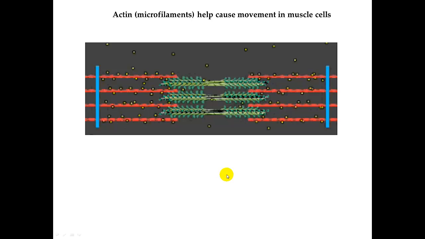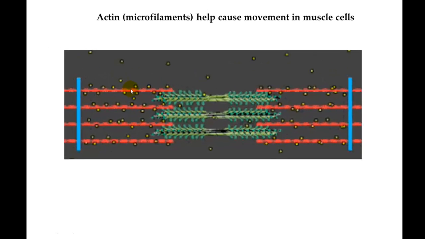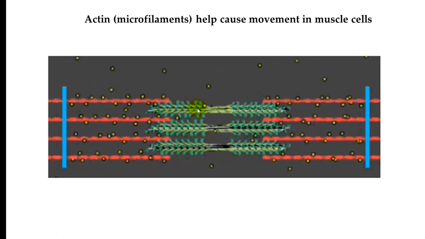Here's a movie of that happening. So in this picture, again, the red represents the actin. It's a type of protein fiber that's part of the cytoskeleton. The green represents the myosin. These blue things here basically represent the outside of the cell. If you're wondering, these yellow dots here represent calcium, and calcium is necessary in order for muscle cells to contract.